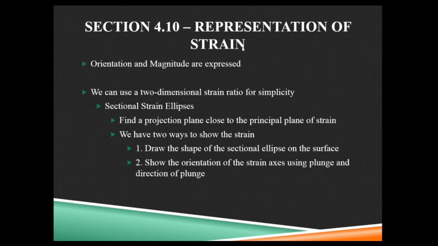We find a projection plane close to the principal plane of stress. So, you think about a cross section. Well, if we want a useful strain ellipse, take a cross section that's actually going through the principal direction of stress. And then we can have 2 ways to show the strain. We can draw the shape of the sectional ellipse on the surface, and we can show the orientation of the strain axes using plunge and direction of the plunge.